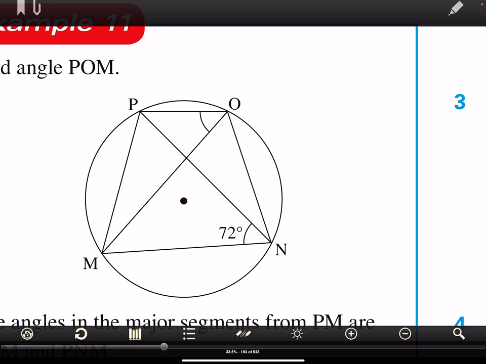Take some time to look at it. This is the most difficult part of the book. And it will come in every test, every single one. PM and POM, PMO, where you want to see it. So, angles in the same segment give the same angles.